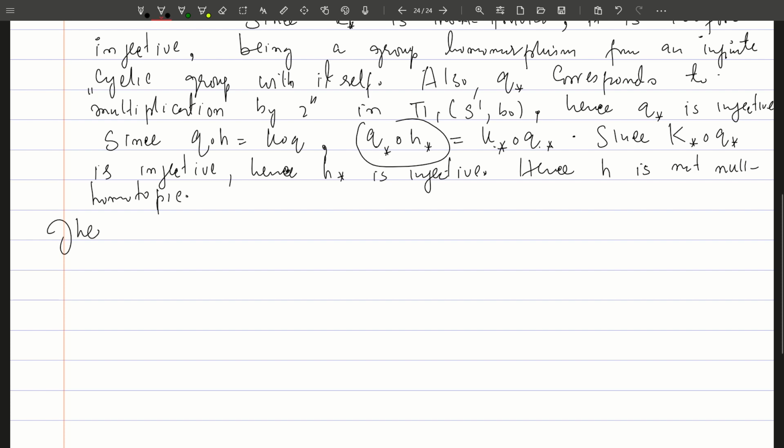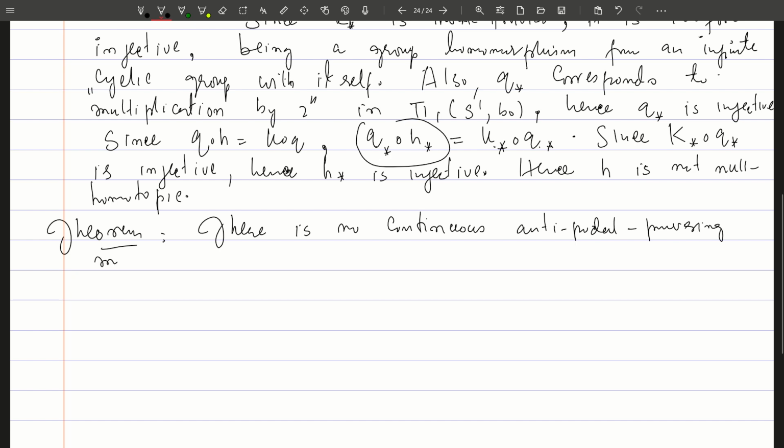Now we have one more theorem which states that there is no continuous antipodal preserving map G from S2 to S1. So let us prove this.